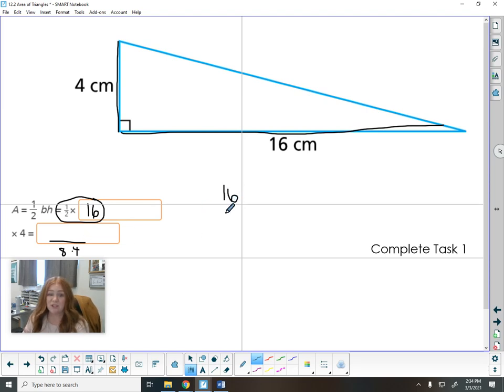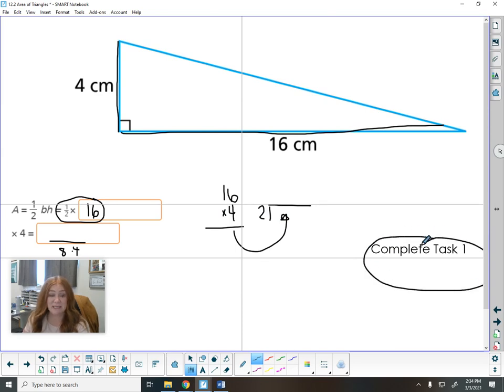Or you can always just do 16 times 4 and then divide that by 2 will give you that same answer. So go ahead and complete task 1 and come back when you are ready for task 2.